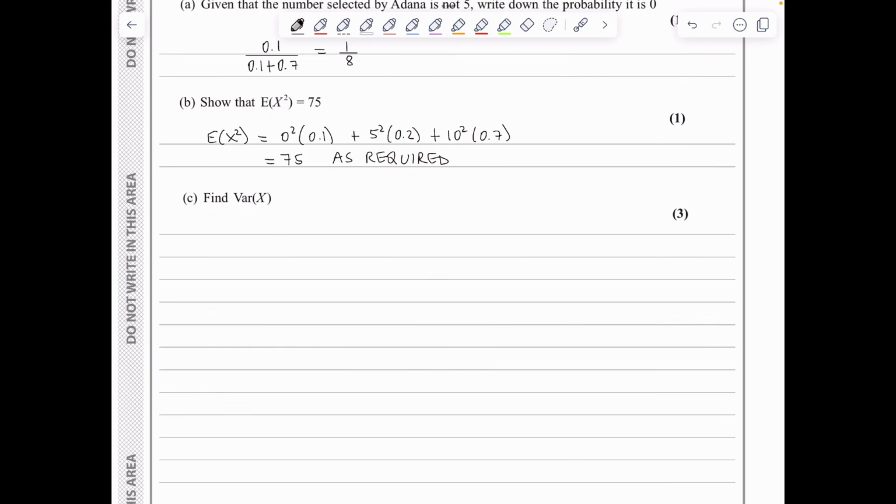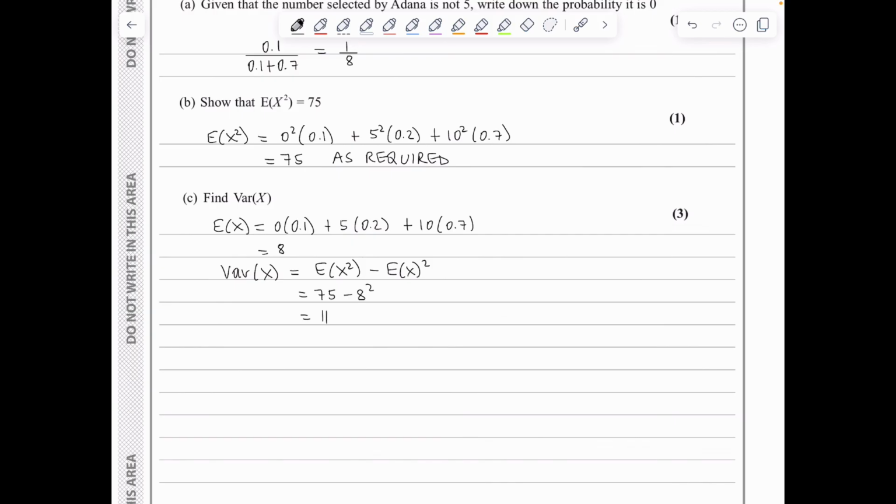We are then asked to find the variance of x, and to do that I will start by finding the expectation of x, which is simply the values of x times the associated probabilities and all added up. So it's 0 times 0.1 plus 5 times 0.2 plus 10 times 0.7. This gives an answer of 8. Well, we know that the variance of any random variable is given by the expectation of x squared minus the square of the expectation. So it's going to be 75 from part B minus the 8 squared, which gives an answer of 11.